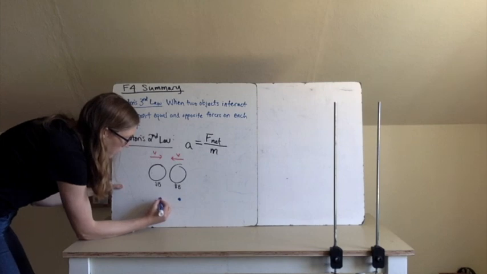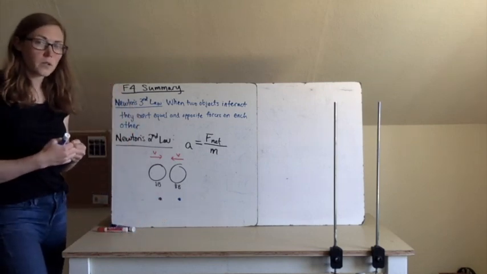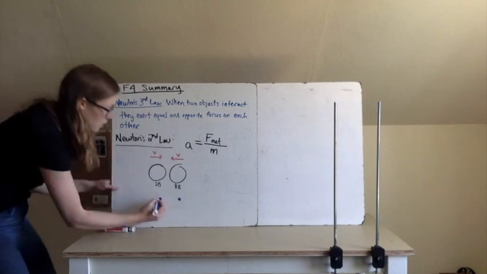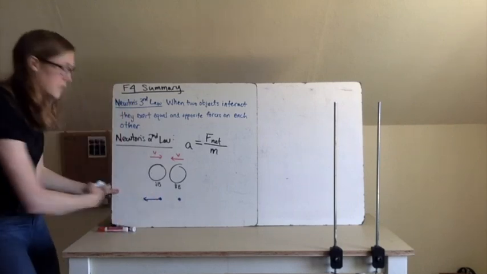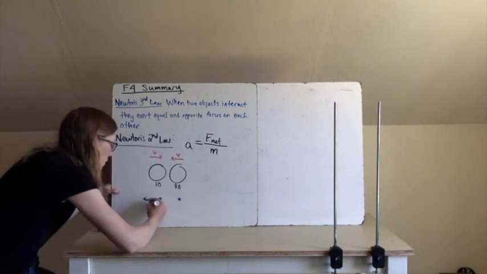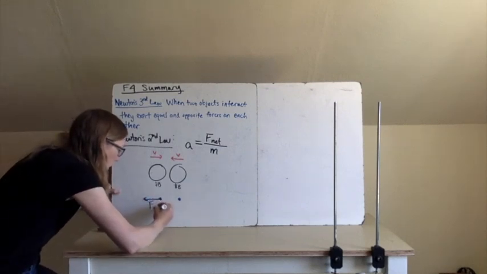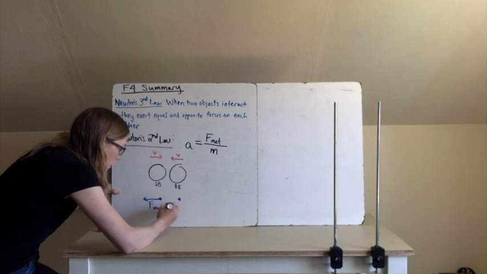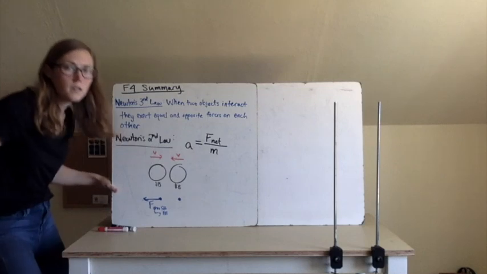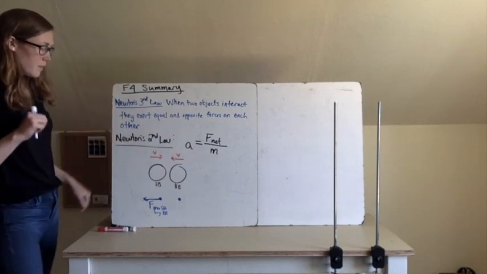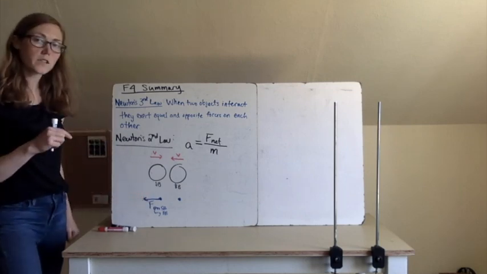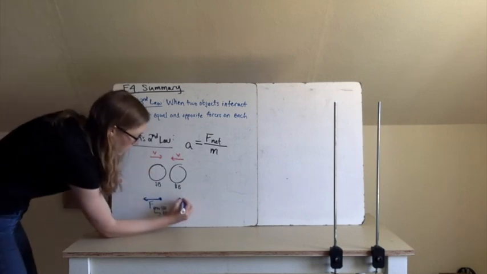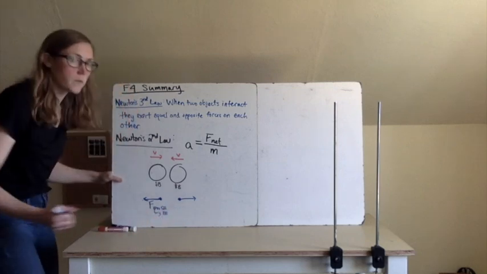Well, let me start with the soccer ball. The soccer ball collided with the bowling ball. So the force on the soccer ball by the bowling ball points to the left. So this would be F on SB by BB, on soccer ball by bowling ball. The soccer ball also exerted a force on the bowling ball. So the force on the bowling ball by the soccer ball points to the right.